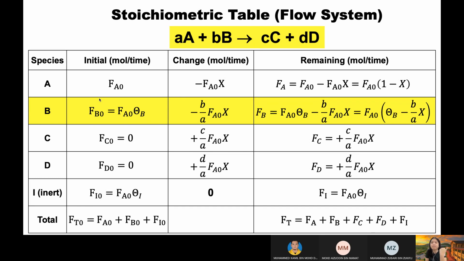Okay, so we have FA0, FB0, FC0, FD0, FI0. So the A, B, C, D to denote the compound. The 0 is important to indicate this is measured before reaction takes place. Lepas tu, row yang paling last adalah total initial molar flow rate. Sebab mass balance ada in dan out kan, total in, total out. So kita nak tahu berapa total in molar flow rate for all the compounds before reaction takes place.